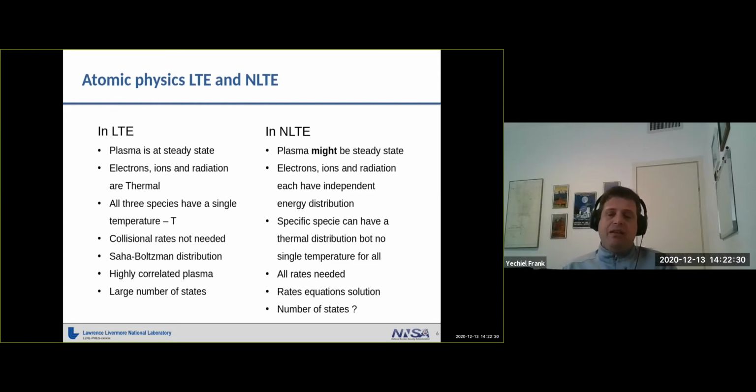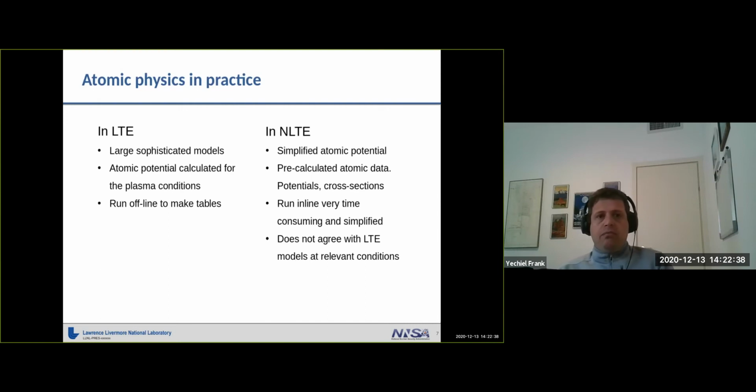And the number of states, that's a very big debate until today. How many do you really need in order to get this correct? The reason that we would like to use LTE models when they are applicable is that you do need a very large and sophisticated model for that. And in that case, you can calculate the atomic potential even for the calculated plasma conditions.